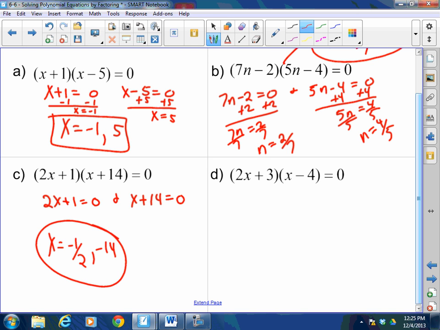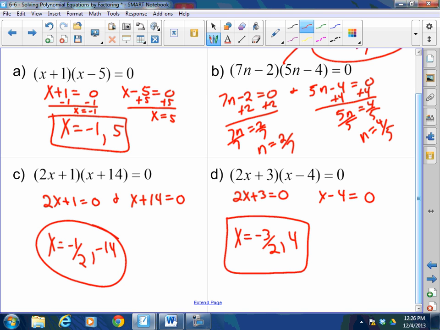Last but not least, I give you factors that are set equal to 0. I say solve for this equation. Use the zero product property. Set each factor equal to 0, and then solve for x. So in this case, it's going to be -3/2 and 4. Boom. Done. Does that make sense, my friends?